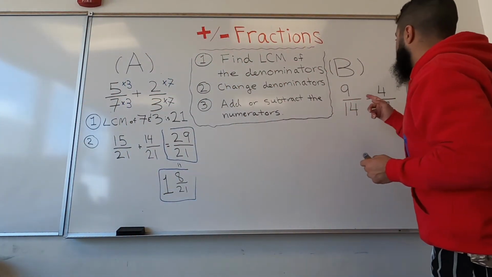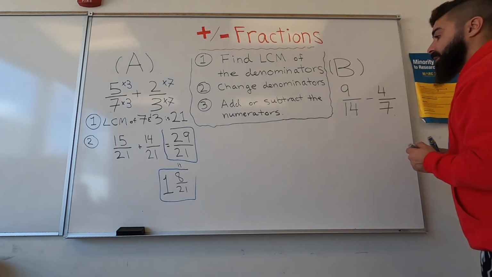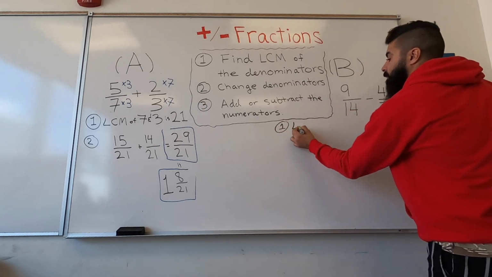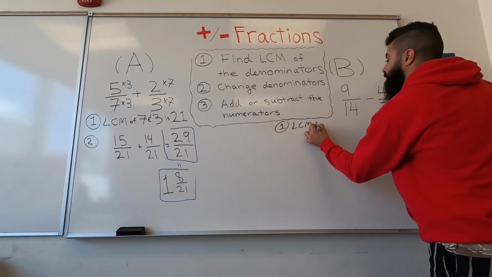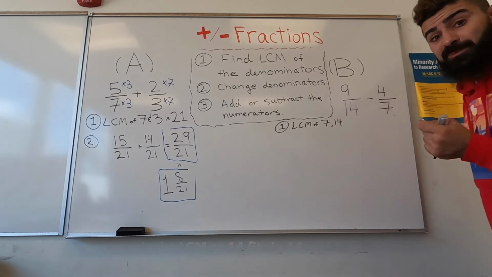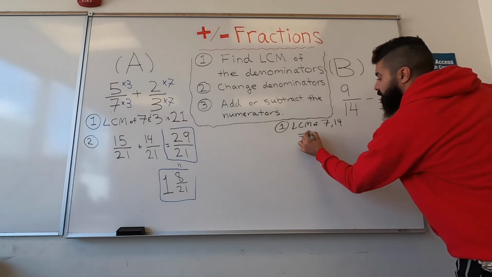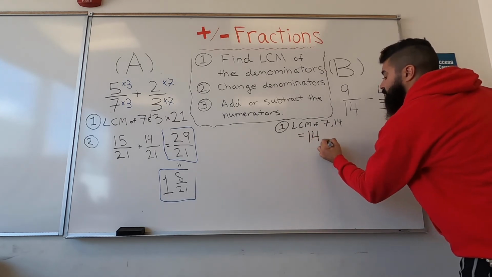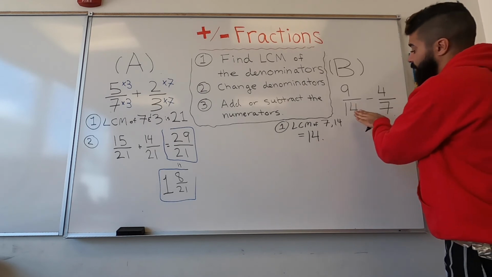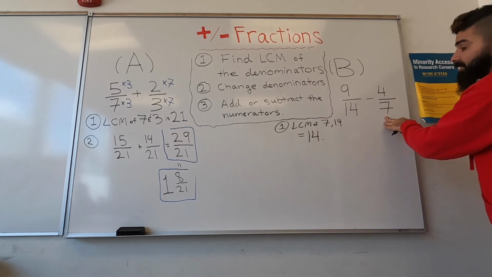All right. So, example B, 9 over 14 minus 4 over 7. Step 1, we need the LCM. The LCM of 7 and 14, the LCM can sometimes be one of the two numbers, and in this case it is. Equals 14. So when that happens, we leave one of the fractions by itself. You actually don't touch this one at all. All you do is multiply the second one by 2 to get to 14.